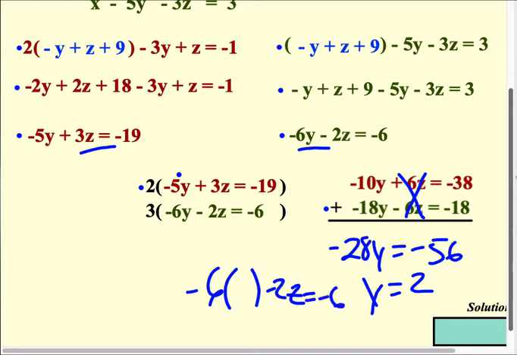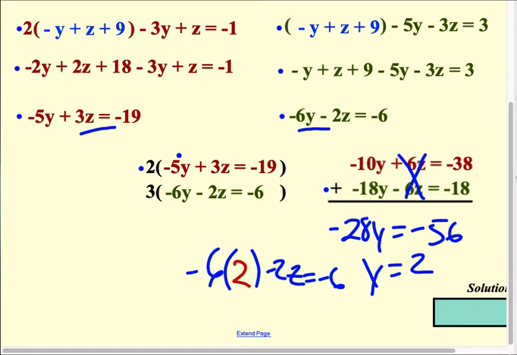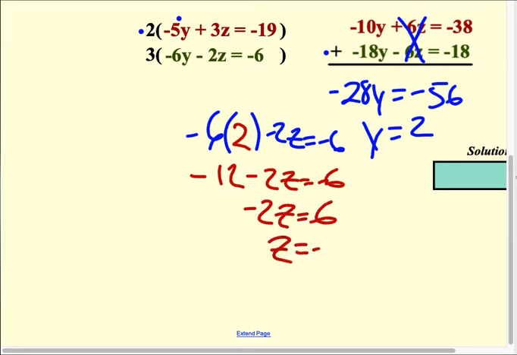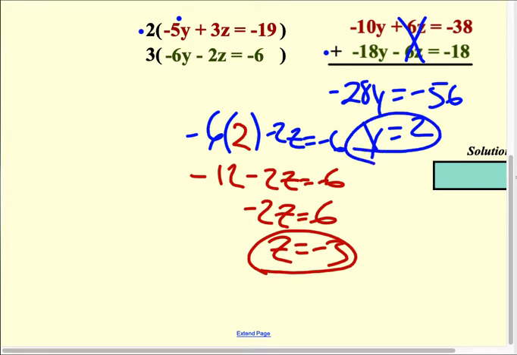So in that spot goes my 2. And then I'll continue on and keep solving. So add the 12 to the other side. Divide by negative 2. Now I have 2/3 of my solution.